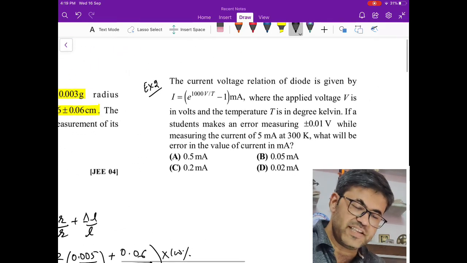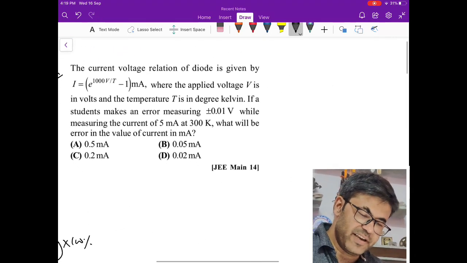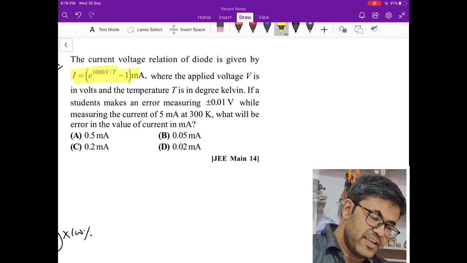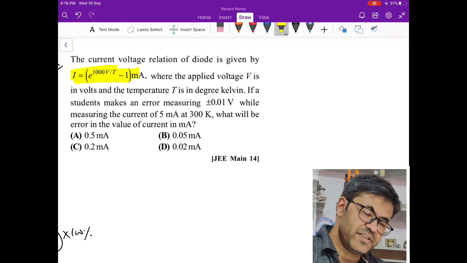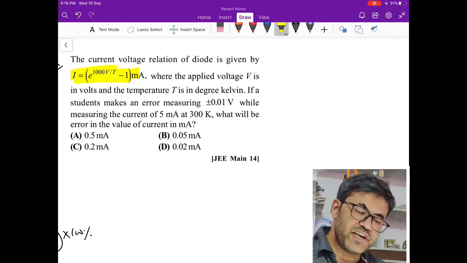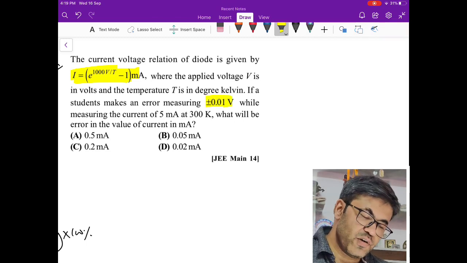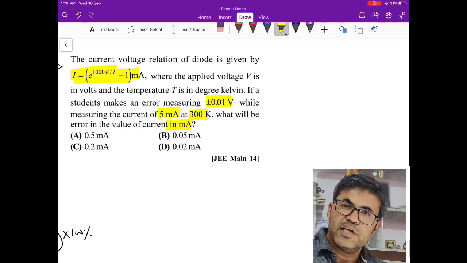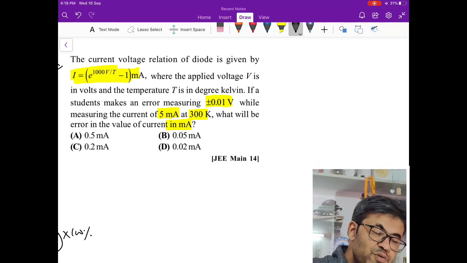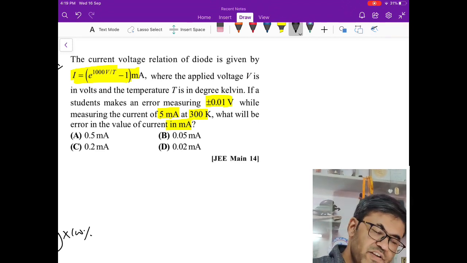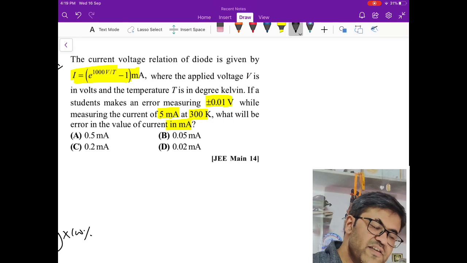This is a question from JEE Main. The current voltage relation of a diode is given by the current I equals e to the power 1000 V by T minus 1 milliamperes, where the applied voltage V is in volt and temperature T is in degree Kelvin. A student makes an error of measurement in voltage of plus minus 0.01 volt while measuring the current as 5 milliampere at 300 Kelvin. What would be the error in the measurement of the current in milliampere? This is from diode, but it is to tell you how to check for the errors. Here temperature is given, no error is given, so I am assuming temperature is perfect. The error is in voltage and you have to check the error propagated in current.